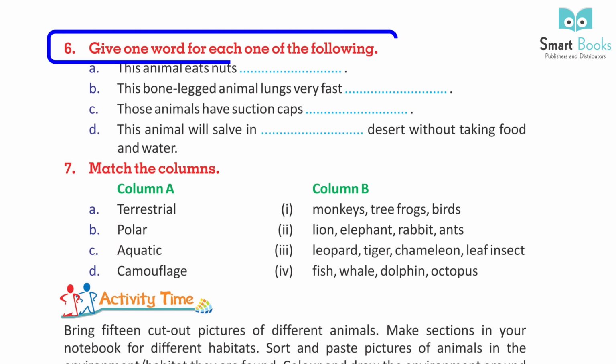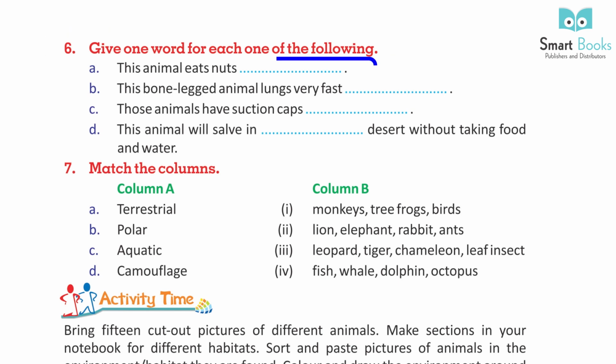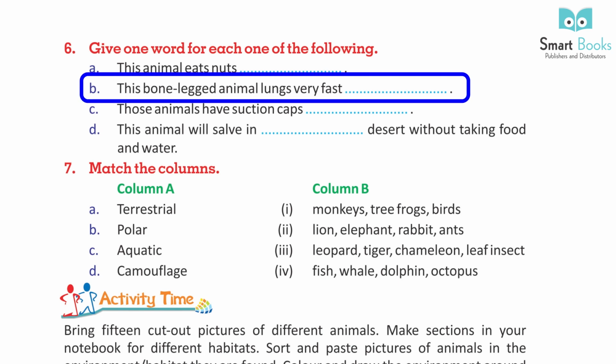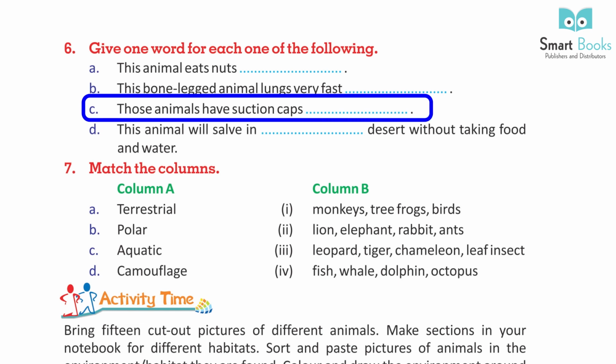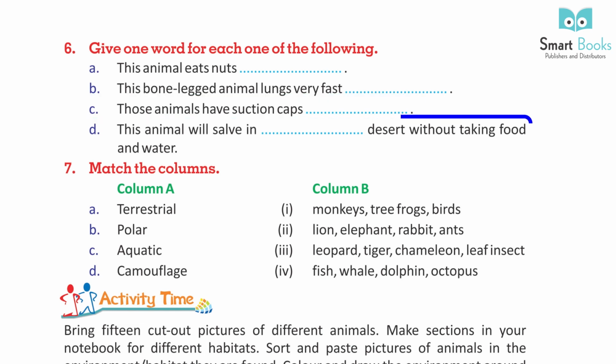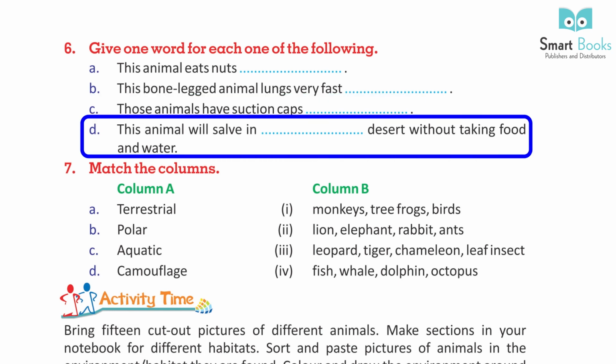6. Give one word for each of the following. A. This animal eats nuts. B. This long-legged animal runs very fast. Dash. C. These animals have suction cups. Dash. D. This animal can sail in the desert without taking food and water. Dash.